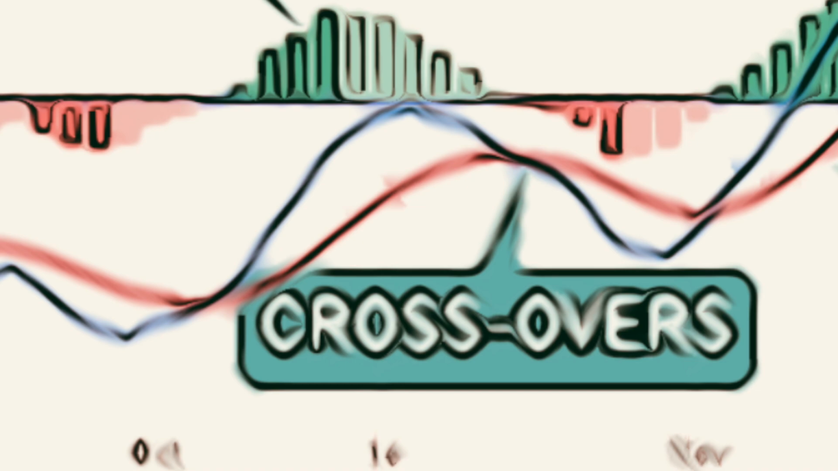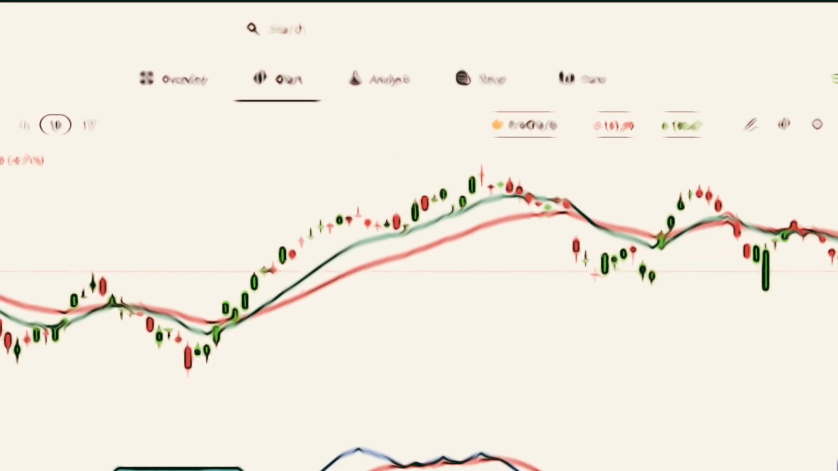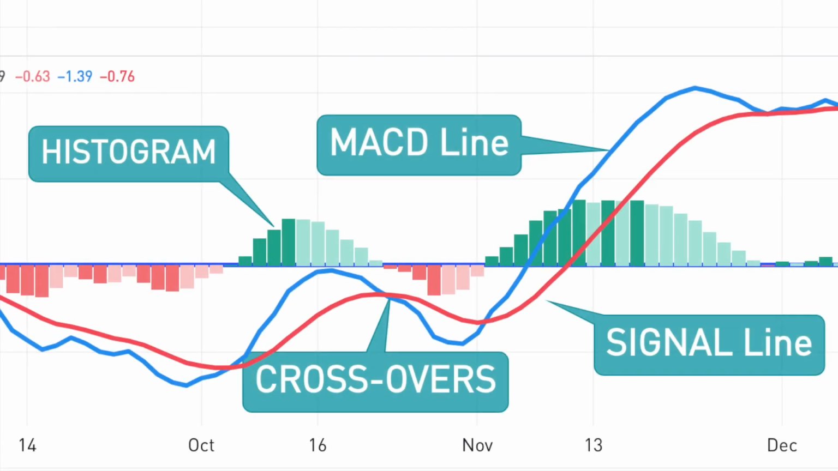Our goal is to find the right crossover point, as it will indicate an upcoming shift in momentum and a potential moving average crossover. This is where the histogram comes into the picture. Histogram indicates the difference between the MACD line and signal line at any given point. But they are more than just this.